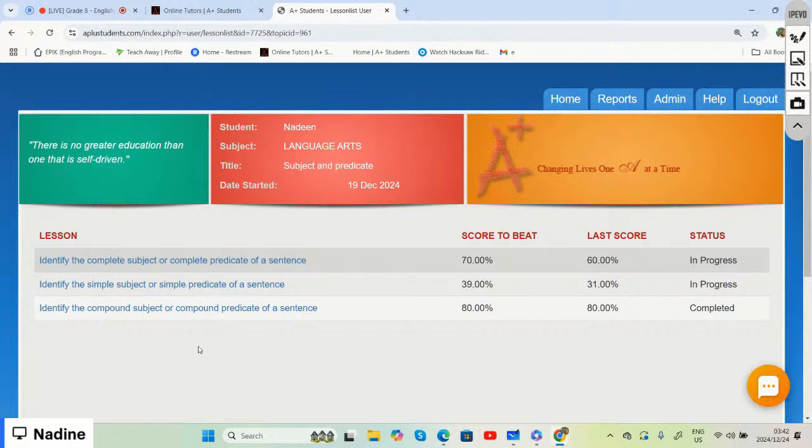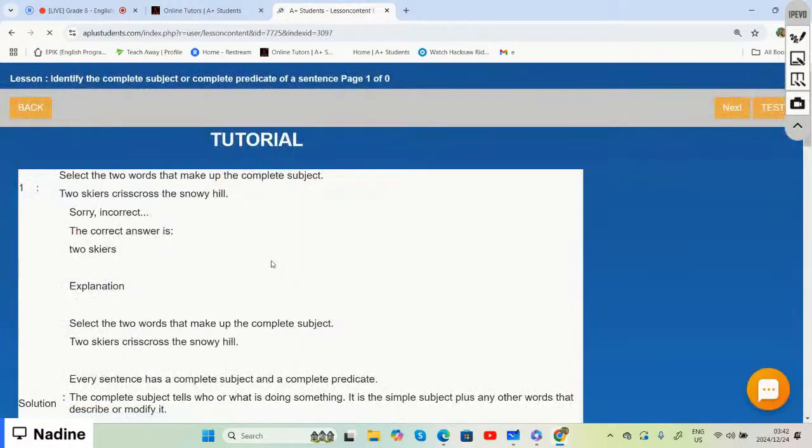So in today's lesson we did subject and predicate, and we focused today on identifying compound subject and compound predicate. Before we briefly go over what compound subject and compound predicate are again, we also made mention of the complete subject and the complete predicate of a sentence, right? A complete subject tells us who or what is doing something.